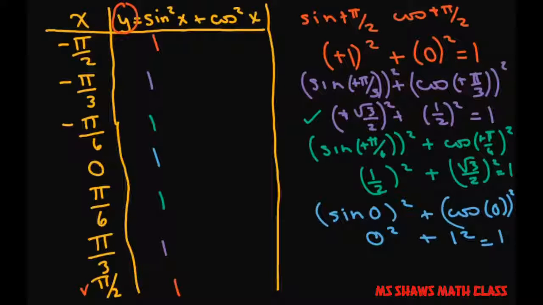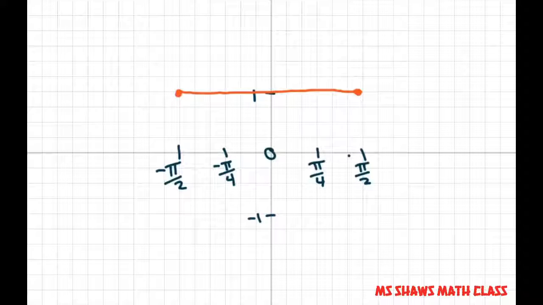Therefore, the graph looks like that. This is a good graph to remember because it's on a lot of tests. That's why all these values between negative pi over 2 and pi over 2 inclusive equal 1. And that's it.